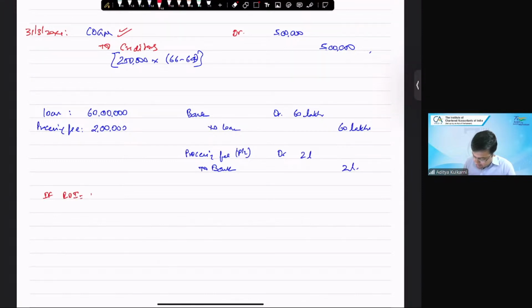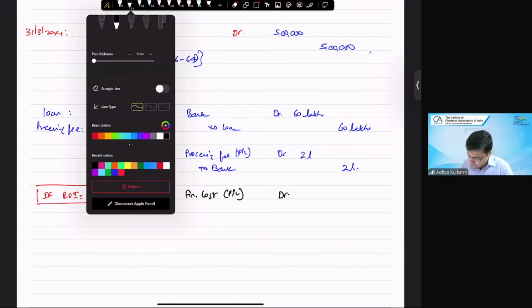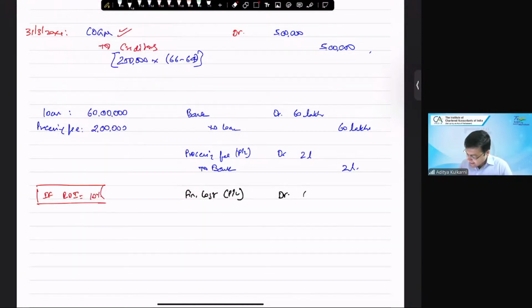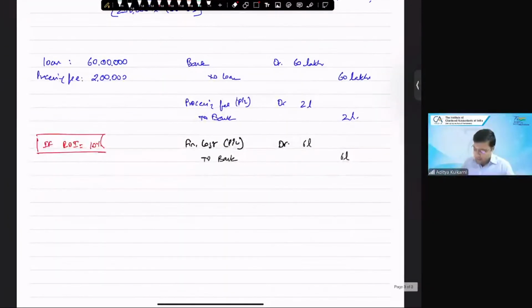rate of interest equals 10%, it is a big if. Okay. What you would do? Finance cost P&L debit 6 lakhs to bank. Yes. And finally, for redemption, you would do loan account debit to bank 60 lakhs. Do you remember doing this in your intermediate?